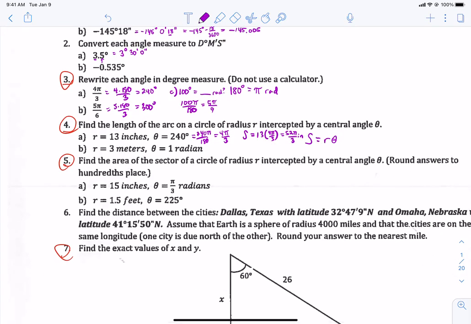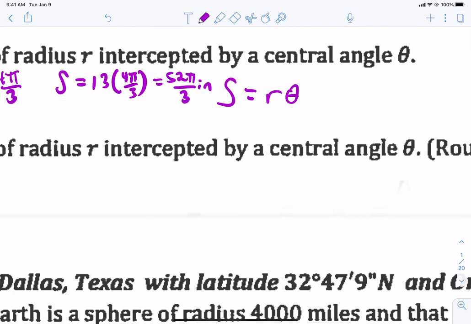Now, if they wanted to know your answer, say, to the nearest tenth, you'll notice that maybe it's a multiple choice and the answer was rounded. Then you're just going to do 52 times 3.14 divided by 3. And so you get an answer, to the nearest tenth, of 54.4 inches.